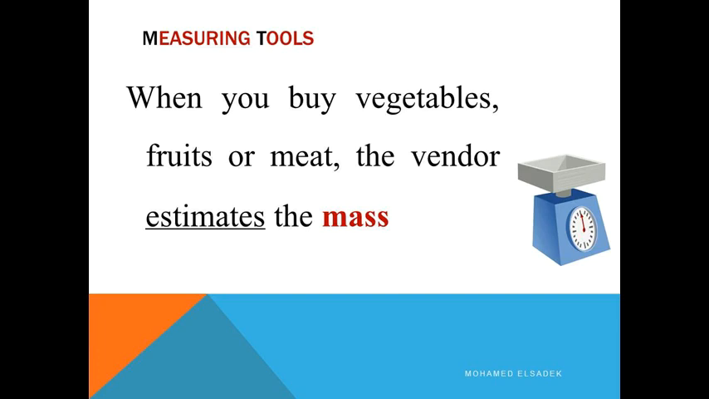يبقى انا خدت فيربين حلوين، خدت 2 verbs مهمين جدا. verb number 1 which is called measure يعني يقيس. number 2 estimate برضو معناها يقيس او قياس. يبقى الفندور في حالة الفيجيتابلز والفروتس والميت هيعمل ايه؟ estimate mass. انما كان في حالة الكلوز كان ايه؟ measure length.